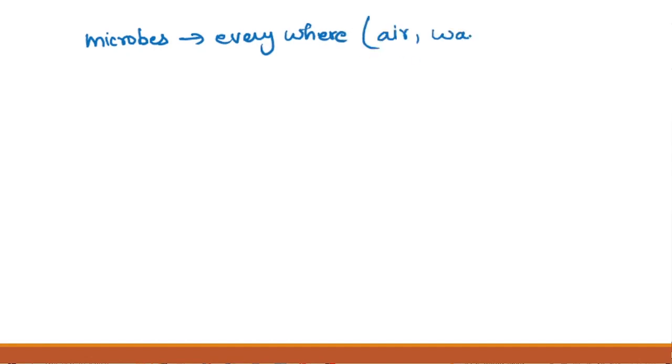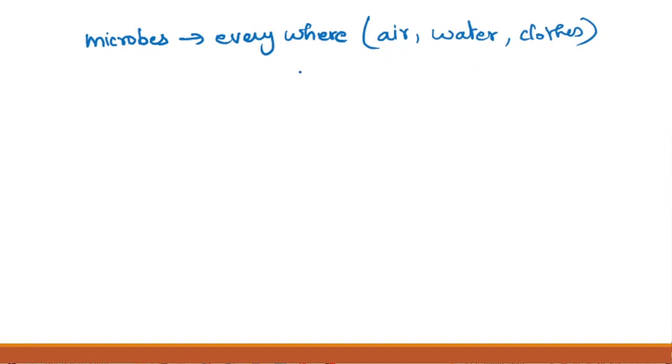You know a lot about microbes, right? Microbes can be present everywhere. They can be present in air, in water, in clothes, anywhere. We can't say microbes are absent until and unless the area is sterile in nature. We have already learnt about the word sterile.